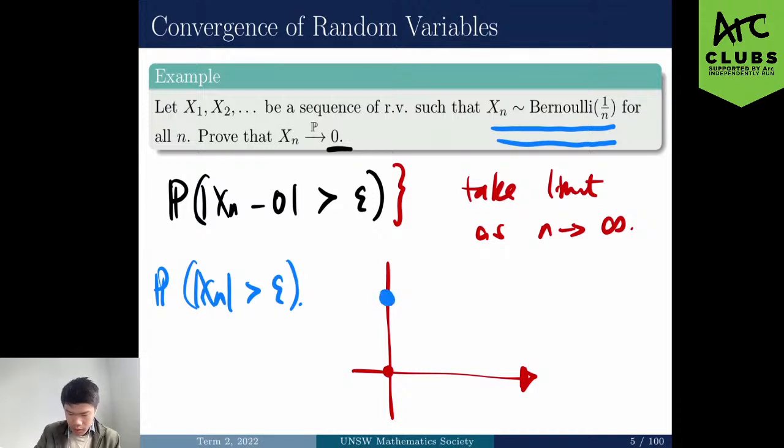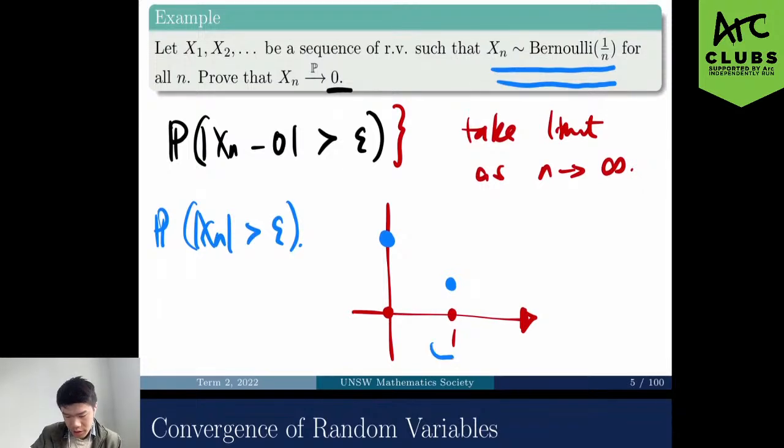And we have another density at 1 over here. So we know that Bernoulli 1 on n means that it has a probability of 1 on n of being here, and the remaining probability, 1 minus 1 on n, is that it's equal to 0. Okay. So in this case, let's think about what this means. So the probability that the absolute value of Xn is greater than epsilon.